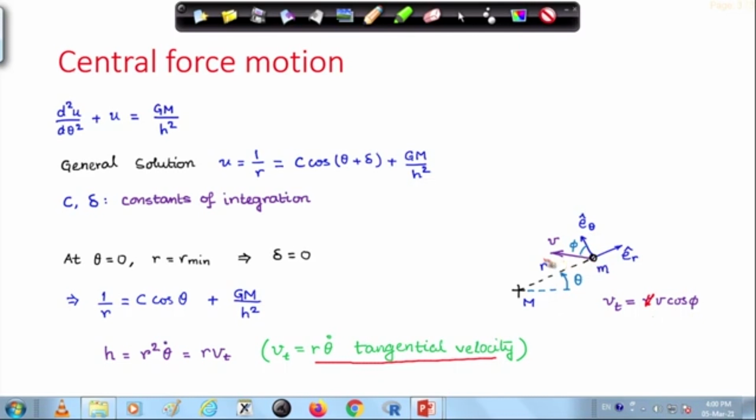If v is the magnitude of the velocity vector, then that projected on E theta cap will give you v t, the tangential velocity.